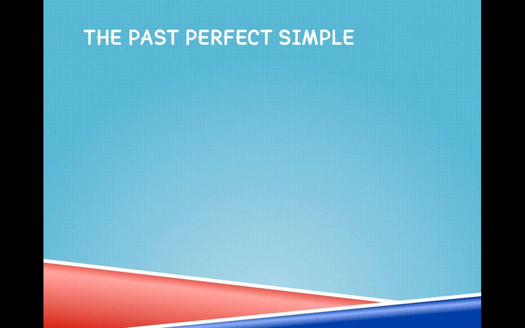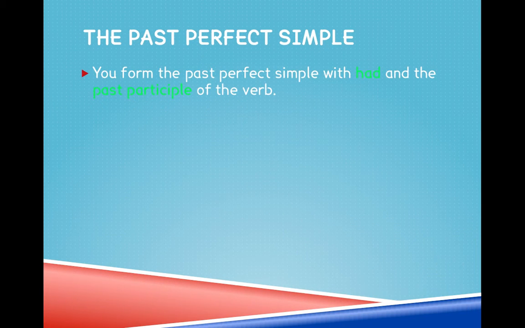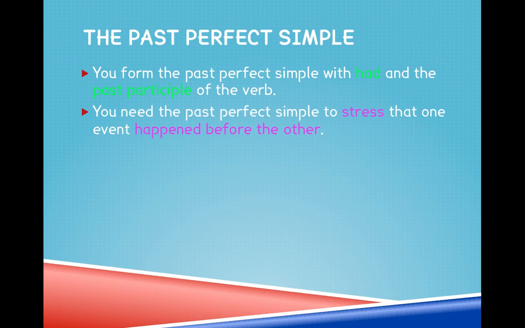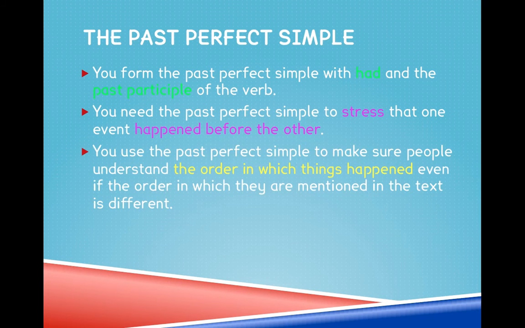Now, to sum up. You form the past perfect simple with had and the past participle of the verb. You need the past perfect simple to stress that one event happened before the other. You use the past perfect simple to make sure people understand the order in which things happened, even if the order in which they are mentioned in the text is different. And the past perfect simple is often needed in sentences with before, after, when, and until.